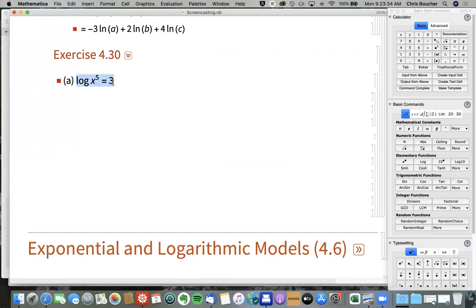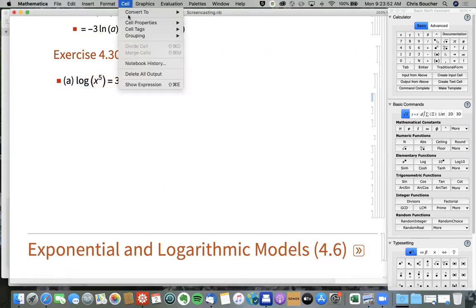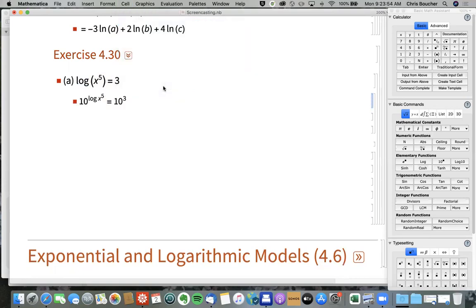Okay, so here I have a log all by itself on the left. Let's use some parentheses there just to make it look better, not absolutely necessary. To get rid of the logarithm, I'm going to raise both sides to an appropriate power. In this case, that power is 10, because with no subscript, log is the log base 10. So I raise 10 to both sides.